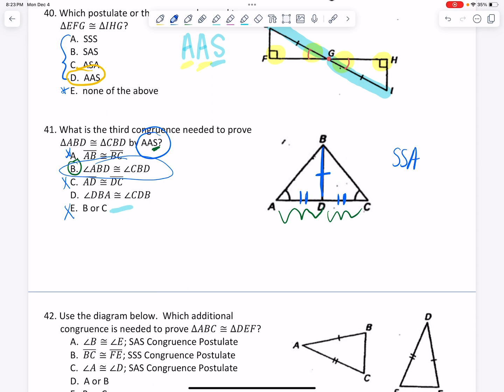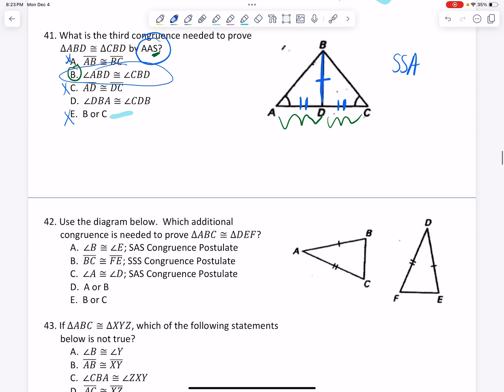ABD and CBD. DBA, CDB. Okay, cool. All right.